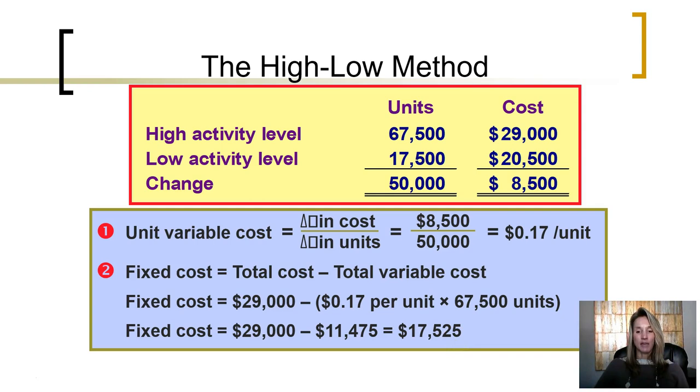Thus, we know for any month that a company's electricity is going to be variable 17 cents per unit, plus an additional $17,525 in fixed cost.